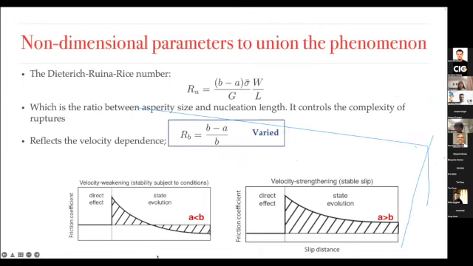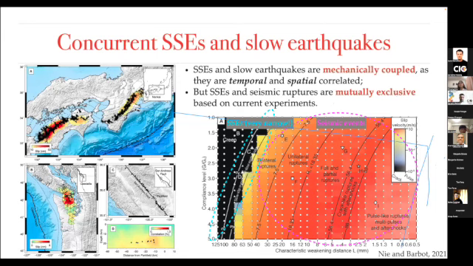So now we understand how the RU number controls the complexity of the rupture patterns and recurrence behaviors, and we then bring RB into our experiments and explore its effect as well. The motivation for exploring RB in our study is the worldwide concurrent slow slip events and slow earthquakes. It is pretty common. It has been found in different tectonic settings, like major subduction zones such as Nankai Trough and Cascadia, and also on strike-slip faults, like the San Andreas Fault.